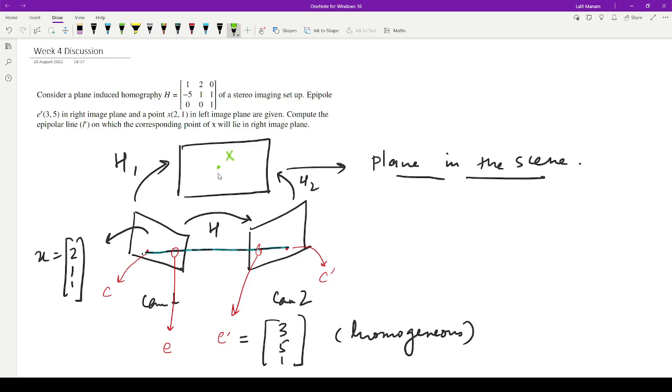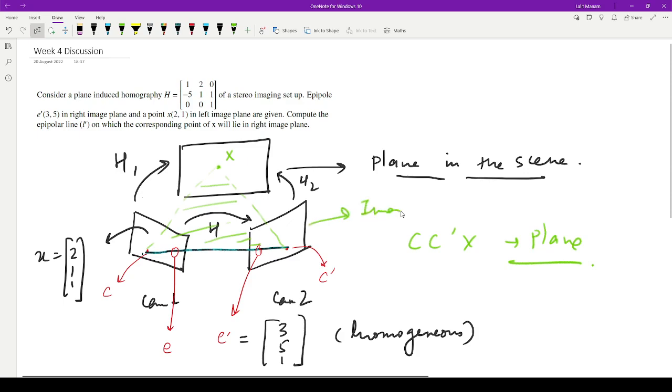If you have some scene point X, and this whole thing is a plane, C prime X is a plane, and these are also image planes. Just a confirmation: can we consider the image plane as a real image? Image plane is a real image, but here, when I say image plane, it extends up to infinity. It is not limited by any sensor.